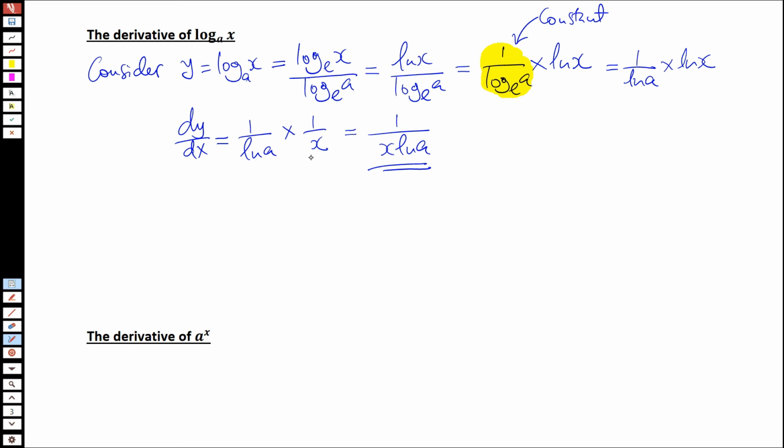So what you're saying here is that if y is equal to log to base a of x, then dy over dx will be equal to 1 over x ln a.